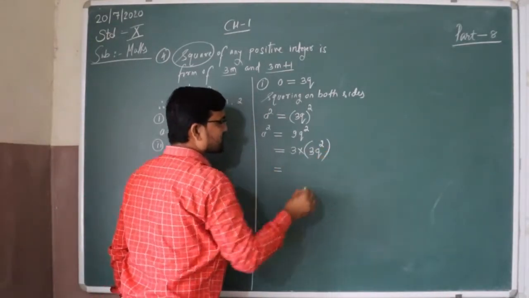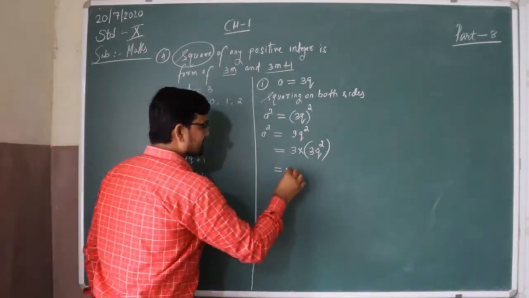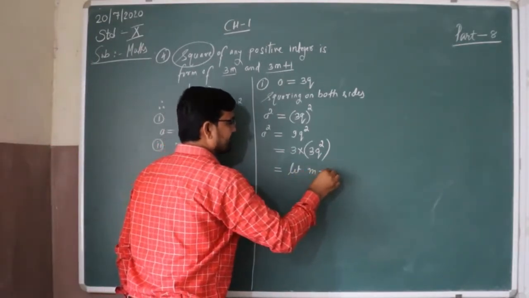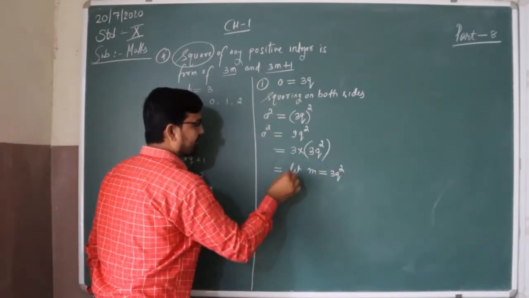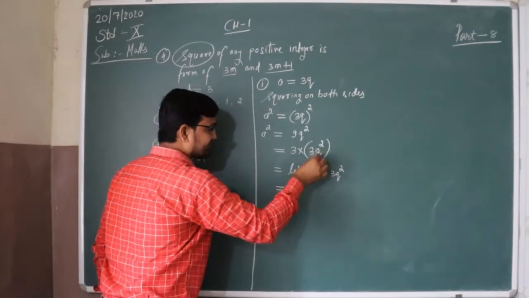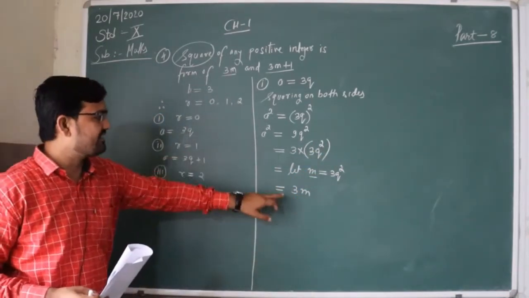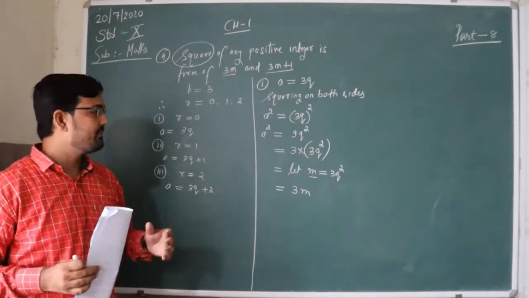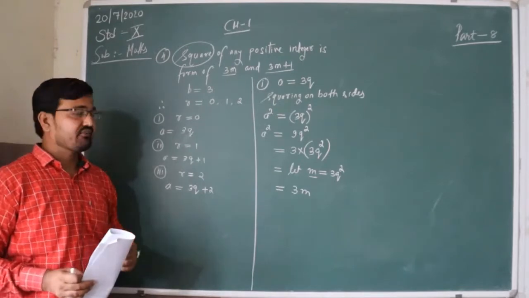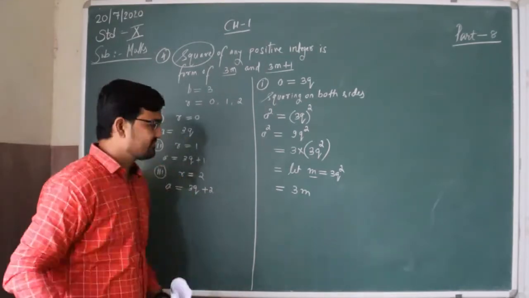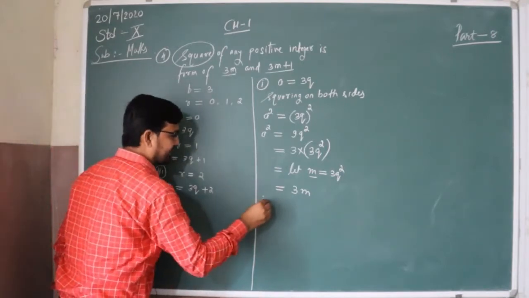So this 3q square we can suppose m. So let m be equal to 3q square. So what will happen now? This 3 we will write and this 3q square will become m. That is why a square is equal to 3m. It means 3q is converted into the form of 3m when we square on both sides. Similarly, we have to do this for the second part and the third part. Now we will start the second one.